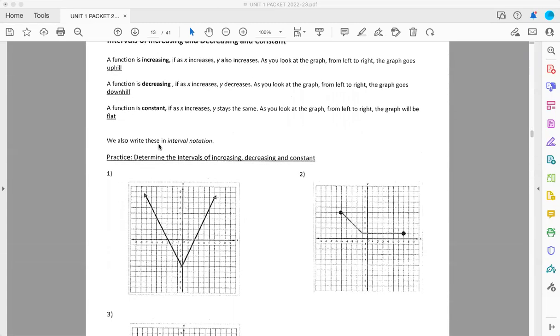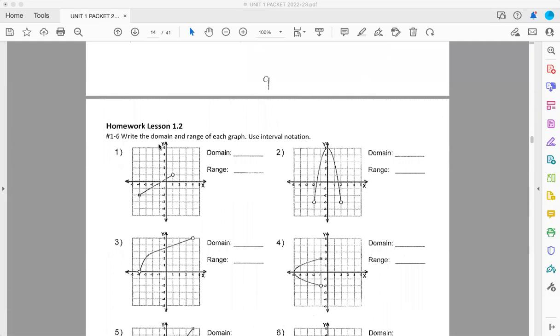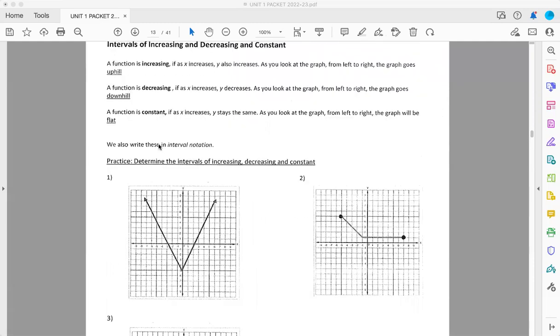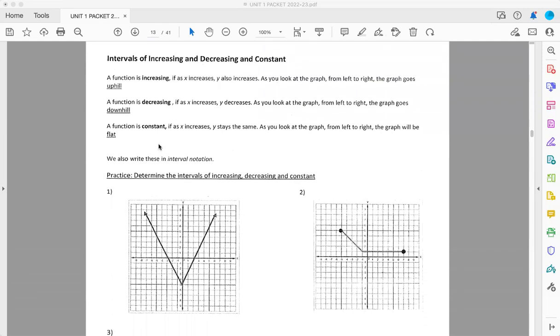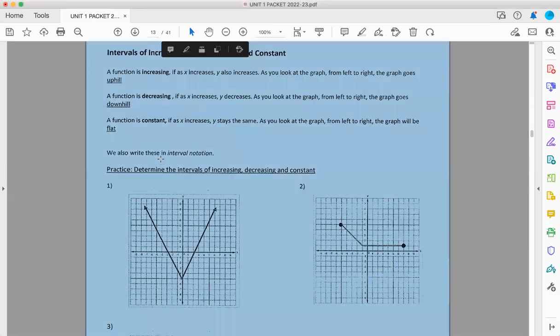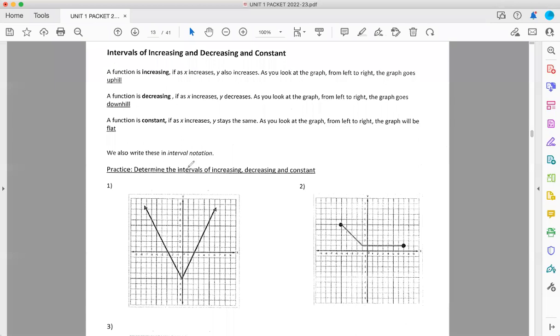Interval of increasing and decreasing. And then the homework, I'll post the key for the homework. Intervals of increasing, we talked about this in class. We said, when is the graph going up and when is it going down? Here, the graph is going down. When they say intervals, that means x values. And then the graph is going up this way.